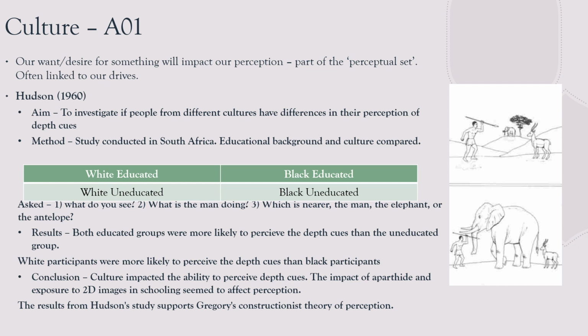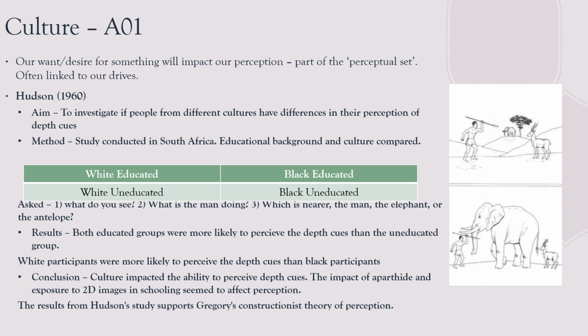It suggests that those that have been educated were better able to perceive depth cues than those that are uneducated, and it would suggest that there were those racial differences as well. So there's something about the white and the black communities that had an impact on their ability to perceive depth cues. And again, the conclusions would suggest that this is an impact of education and an impact of apartheid, and different exposure to 2D images. So that was what Hudson would suggest. Culture does indeed have an impact on depth cues.